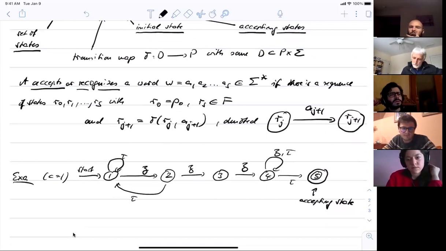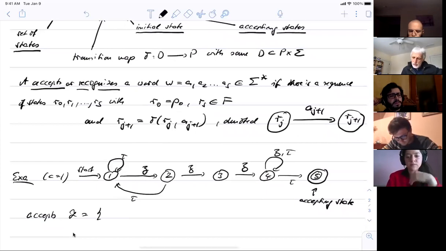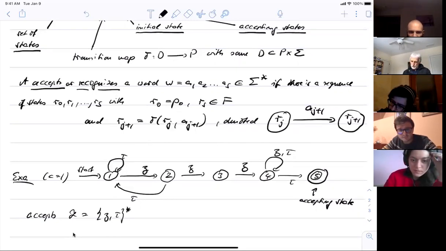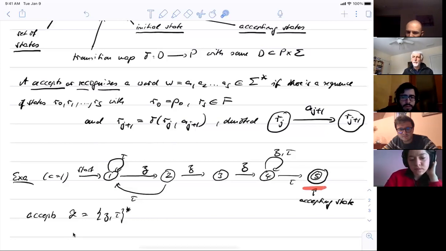So if we start, the first part, we can do anything with zeta and tau, and all the words in zeta and tau we denote by the star notation. But eventually, if you ever want to leave, you have to go to state 2. And then from state 2, there's only one way to go to 3. We have to add a zeta.